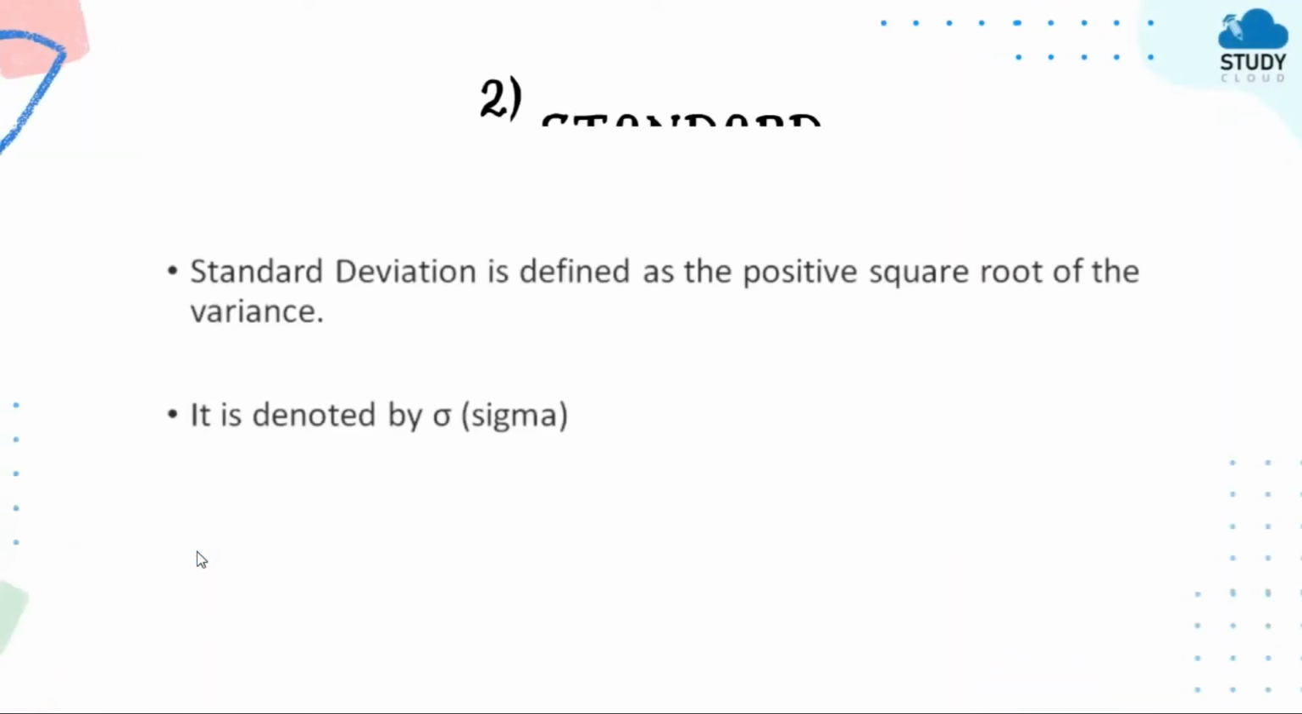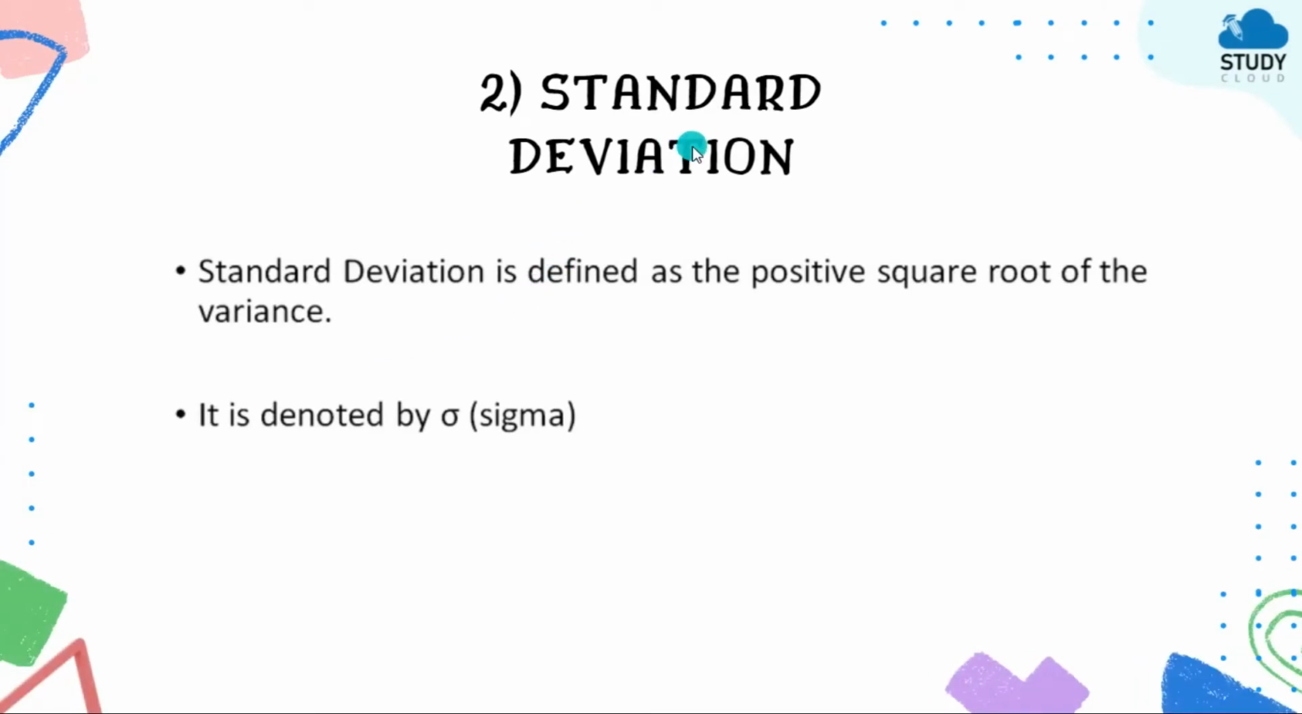Then next is standard deviation. Standard deviation is defined as the positive square root of the variance. So here the positive square root we have to take for variance. For example, if variance is 36, then standard deviation is the square root of 36, so the answer will be 6. It is denoted by sigma. This is the symbol for standard deviation.